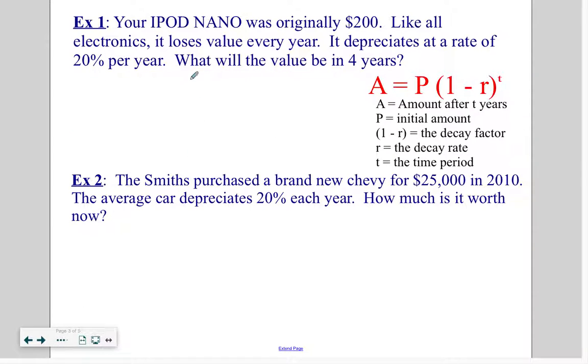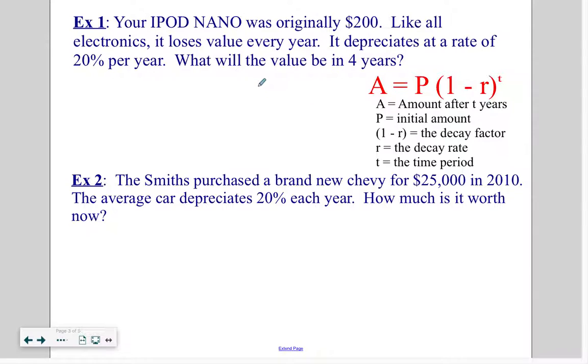So your iPod Nano, you probably don't even know what that is these days, but that was the craze, I don't know, 2008 maybe? So your iPod Nano was originally $200. Like all electronics, or most electronics, it loses value every year. It depreciates at the rate of 20% per year. Some electronics these days depreciate much faster than that. What will be the value after 4 years?